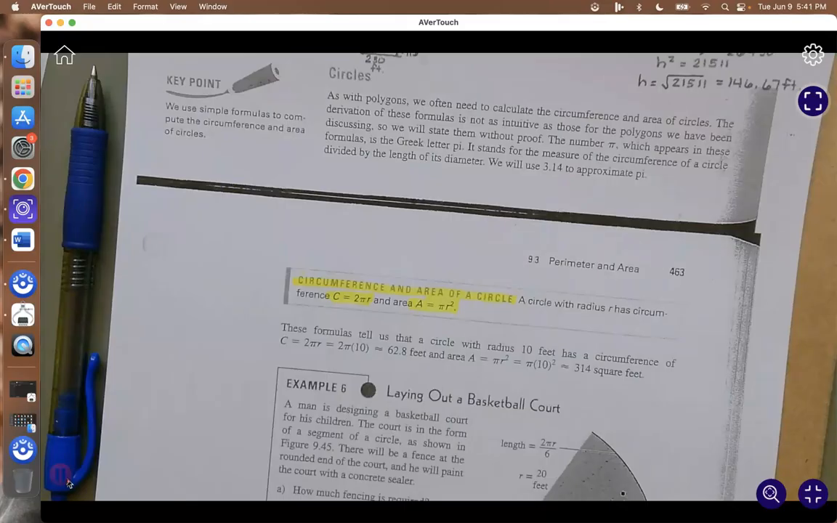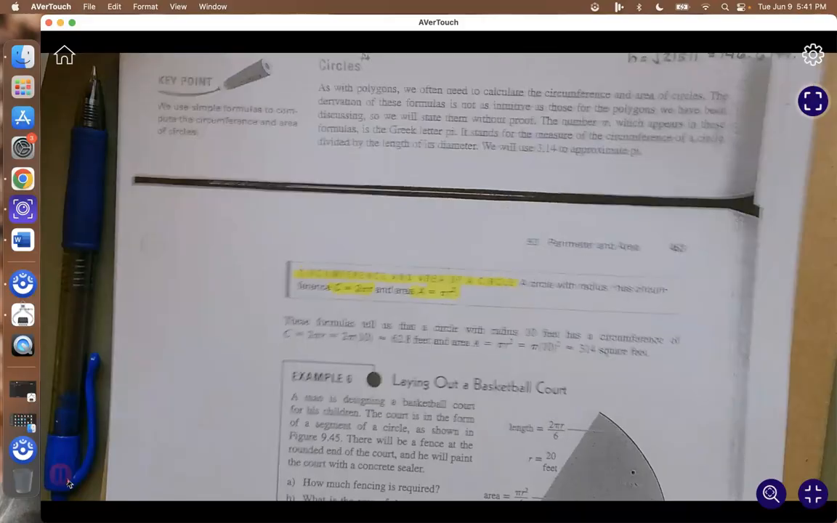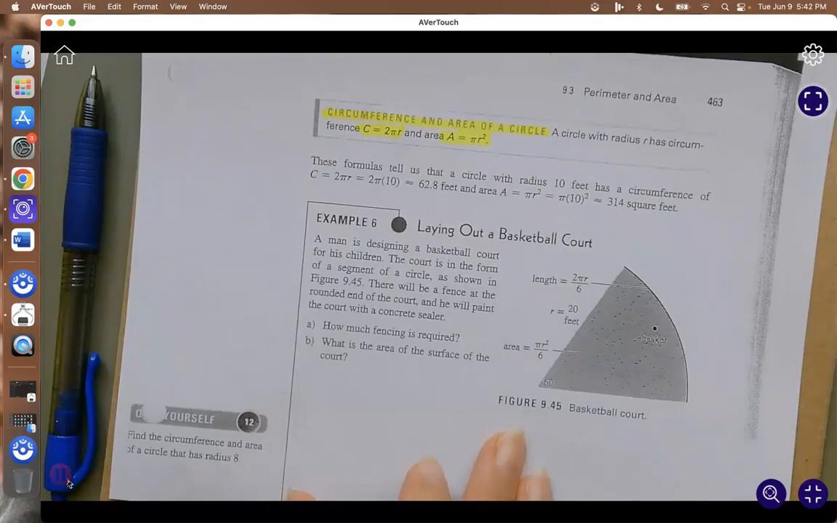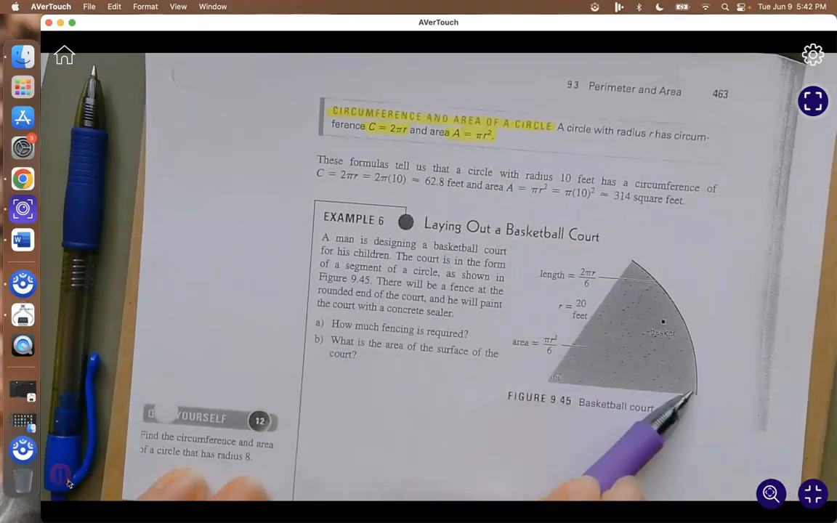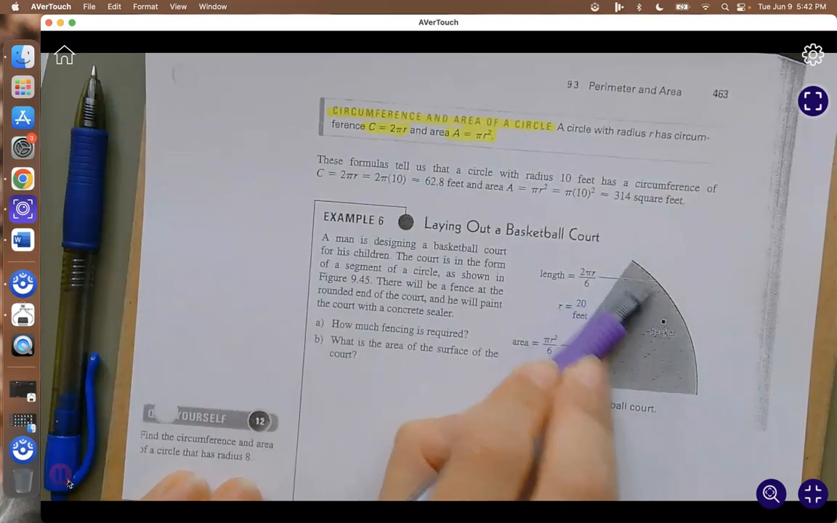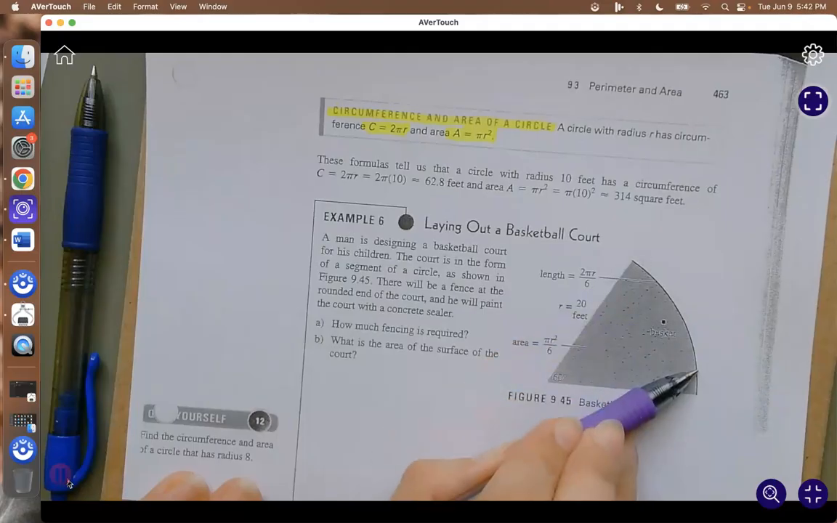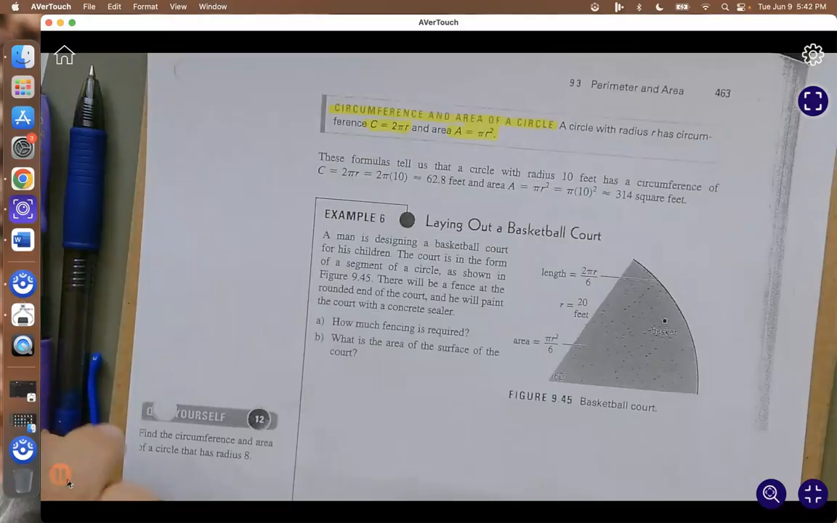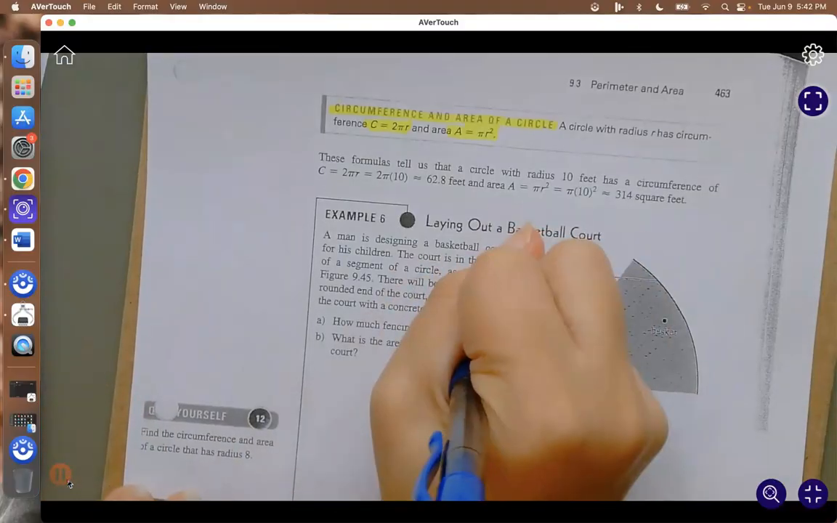Now, a man is designing a basketball court for his children. The court is in the form of a segment of a circle. It's like a piece of pie, as shown in this figure. There will be a fence at the rounded end of the court, and he will paint the court with a concrete sealer. How much fence is required? So if I'm wanting it right here, what did we call this little piece right here? Arc length. So this is actually from last lesson. So they want arc length here.